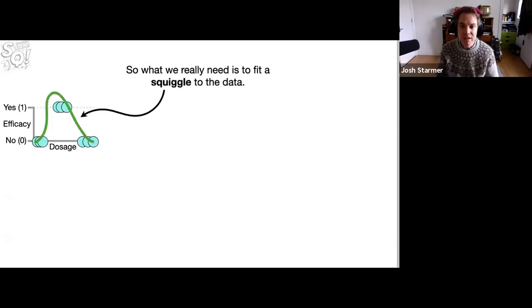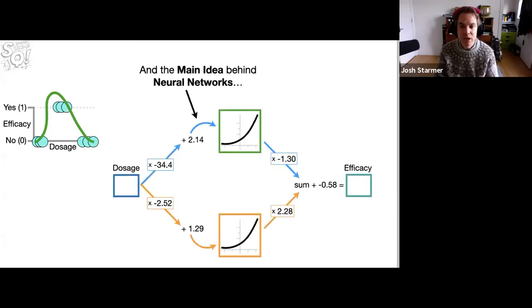So what we really need is to fit a squiggle to the data. We can't fit a straight line to the data and get good predictions. Instead, we can fit a squiggle. And the main idea behind neural networks is that no matter how fancy they look or sound, all they do is try to fit a squiggle to your data.